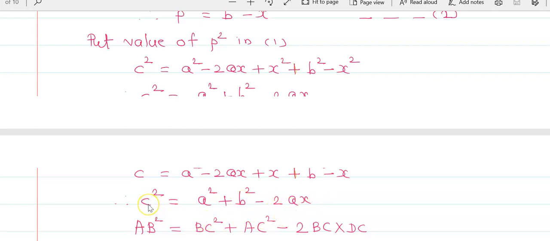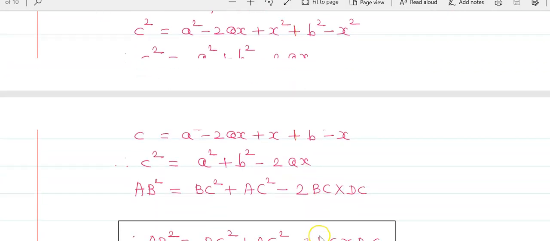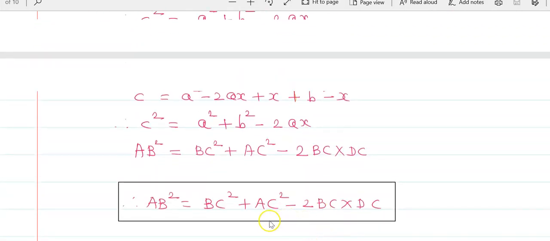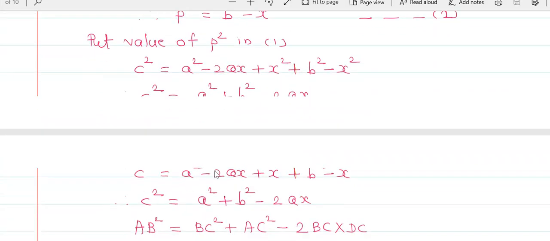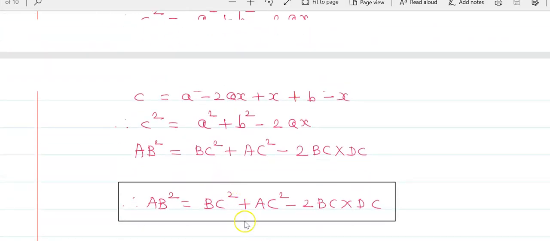It's clear that here small c square means the opposite side, that is AB square. Small a square means the remaining two terms, that is BC square. B square means AC square. And we have considered X as DC. Again, here small a is the BC, and this is the first part that we have proved. In this case, we considered that the angle C is an acute angle. Now, next we'll see when the angle is obtuse.